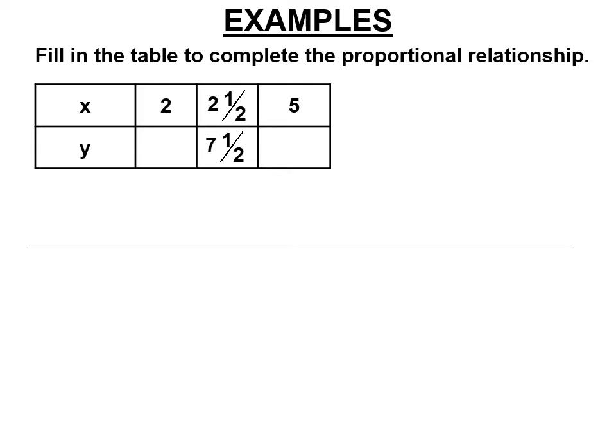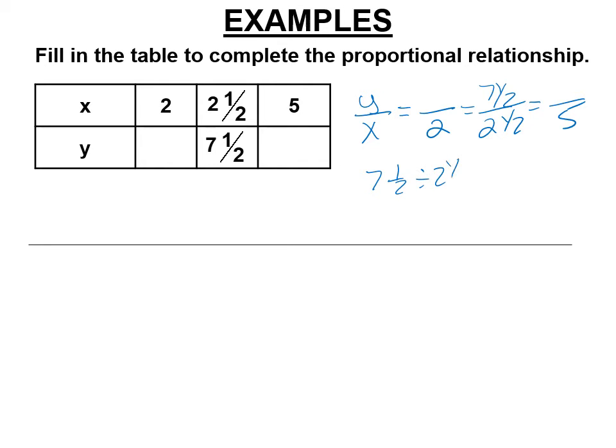Fill in the table to complete the proportional relationship. So it's y to x. So we have 7.5. Well, let's do it in the same order. Blank over 2 equals 7.5 to 2.5 equals blank to 5. Okay, so we're going to need to simplify 7.5 divided by 2.5, which is 15 halves divided by 5 halves, right? Which is 15 halves times 2/5. And 5 goes into 15 3 times, the 2's cancel, and we get 3.